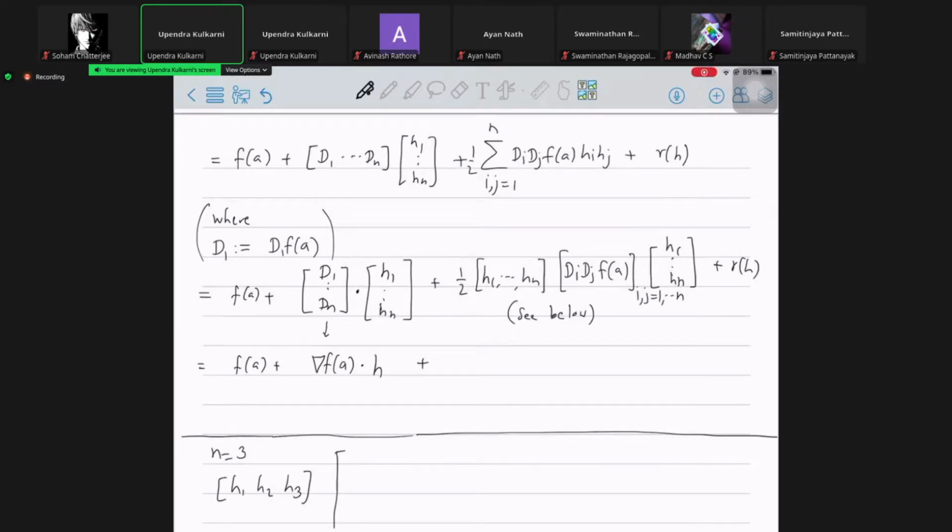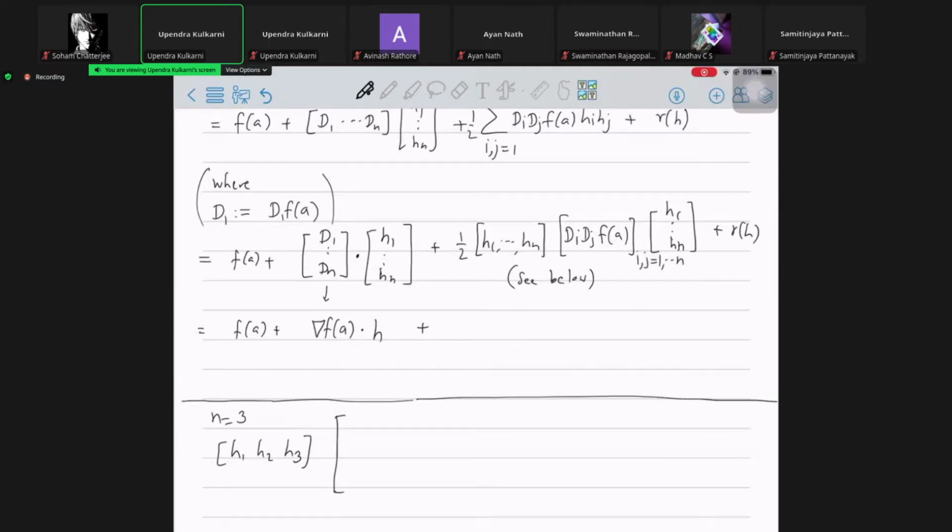And let me make a shorthand notation over here. So let's just write d11, d12, d13. Again, the notation is that d12 is d1 of d2 of f evaluated at a. And then d21, d22, d23, times h1, h2, h3. So just see what happens.